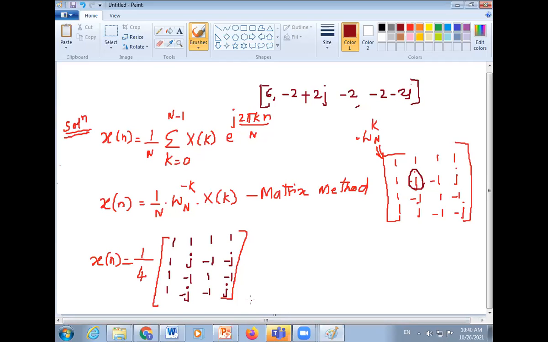Any difficulty here? Any difficulty in understanding this? No, sir. Is there any difficulty in writing the matrix now? No, sir.